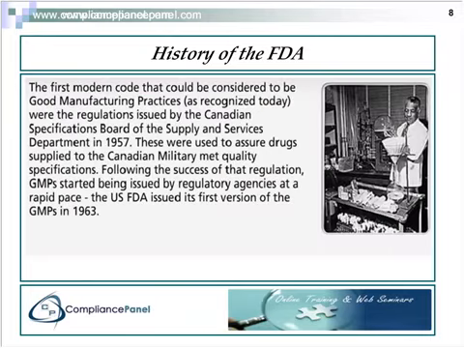The first modern code that could be considered GMP came out in Canada in 1957, and the Canadians put this in place to assure that drugs supplied to the military met quality specifications. Following the success of that regulation, GMP started being used by regulatory agencies at a rapid pace, and the U.S. FDA issued the first preliminary version of the GMPs in 1963.